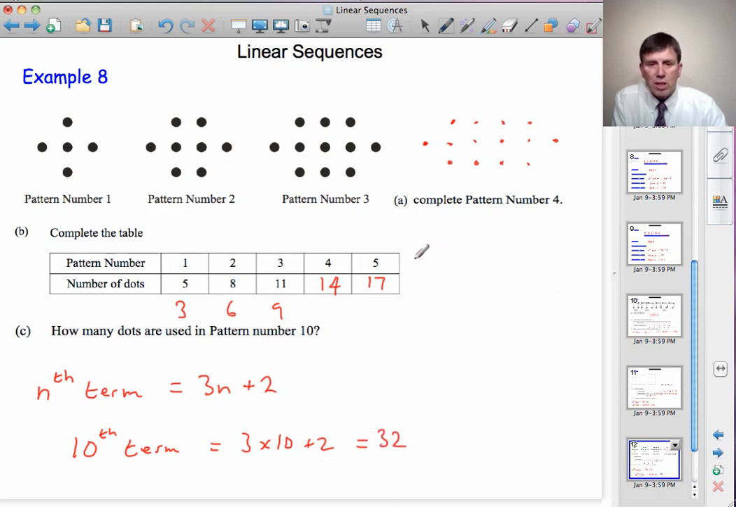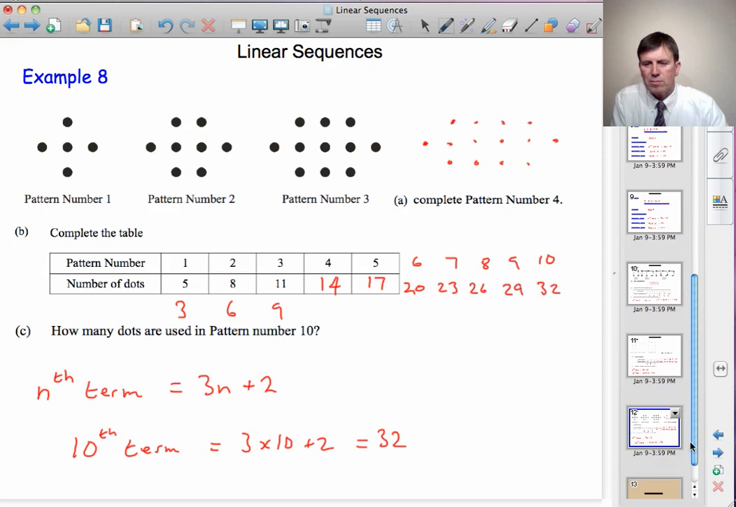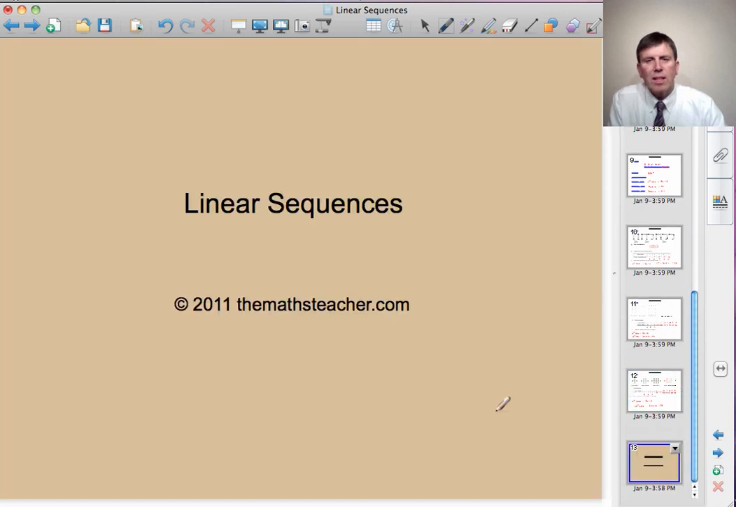The other way we could have done it is, as we did in the previous question, just keep adding on until we get to term 10. So 17 plus 3 is 20, 20 plus 3 is 23, 23 plus 3 is 26, 26 plus 3 is 29, 29 plus 3 is 32. So term 10 is 32. And that completes this lesson on linear sequences.